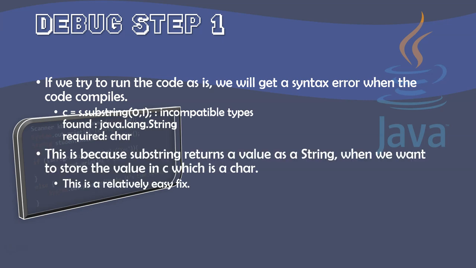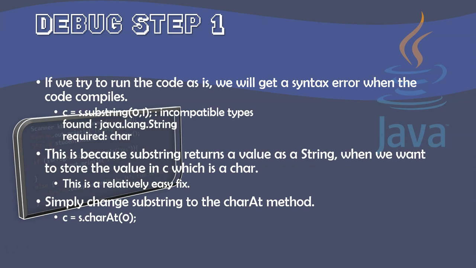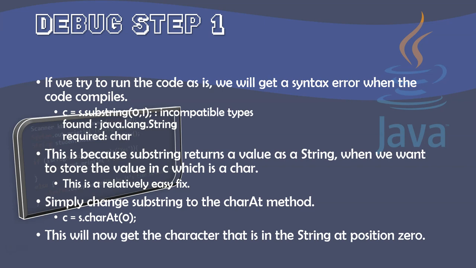It's going to say incompatible types: found String, required char, in the Java language. This is because substring returns a value as a String when we want to store the value c in a char. This, of course, is a relatively easy fix. Simply change the substring to the charAt method, which returns a character rather than pulling in the whole value. This specific line, c = s.charAt(0), gets us the character that is in position 0.